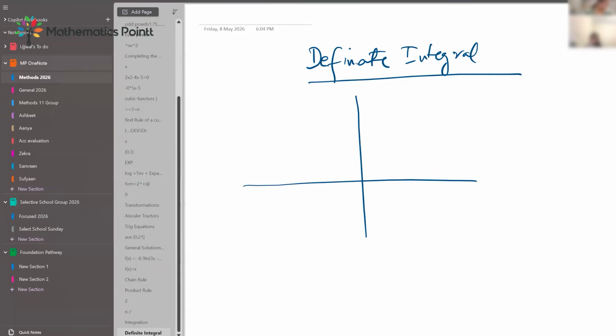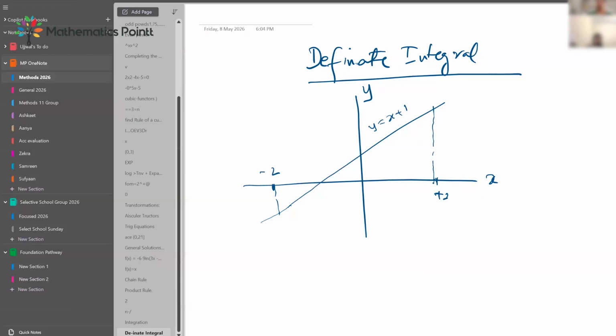So if we have, let's say, a curve like y equals x plus 1, and let us say this is minus 2, and let's say this is plus 2. I have to find the area between minus 2 to 2 for this curve. So what is the area that is being covered by this graph from minus 2 to 2?